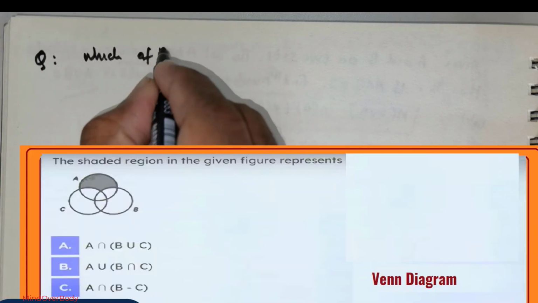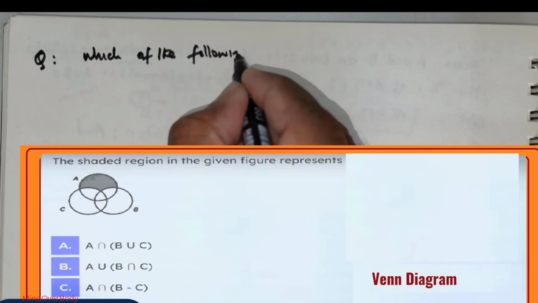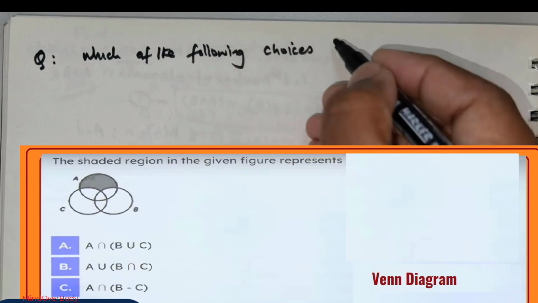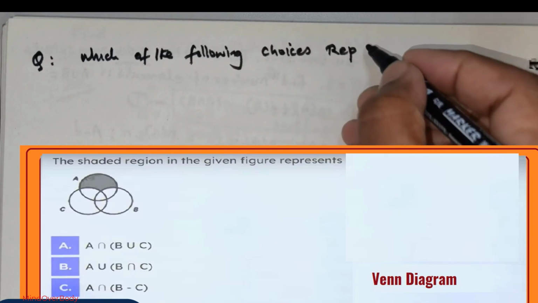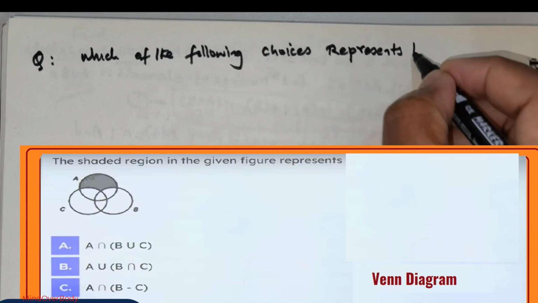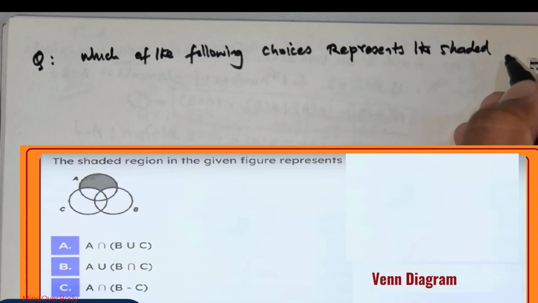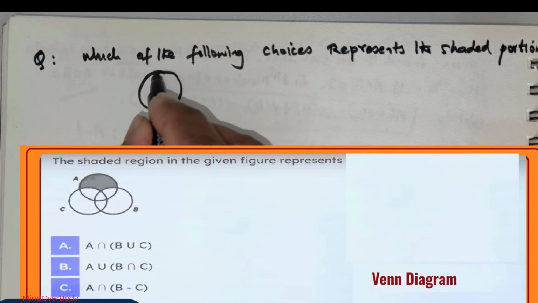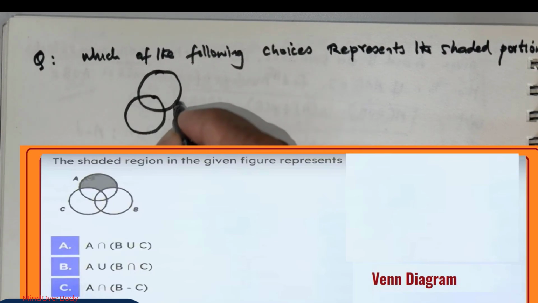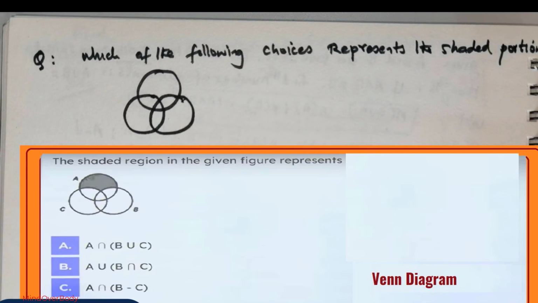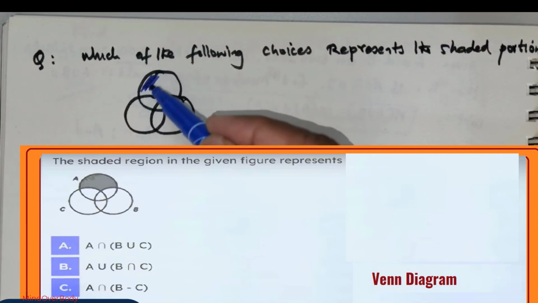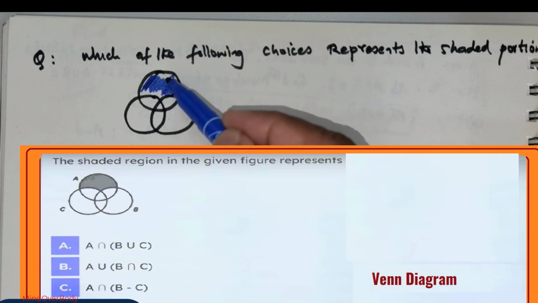You got 30 seconds to answer this question. Students, the question is as follows. Which of the following choices represents the shaded portion? Right? So you have a Venn diagram here, and a Venn diagram here. And this is the shaded portion.